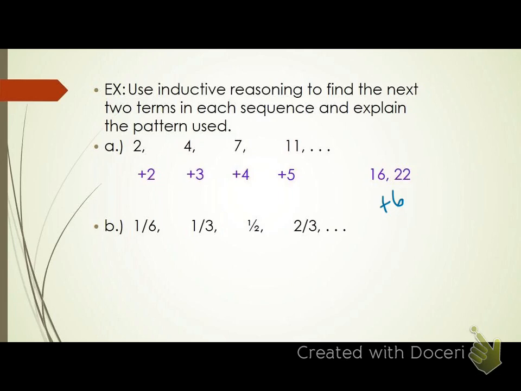Well, this is hard, but one thing you can say is the difference between consecutive numbers increases by 1.